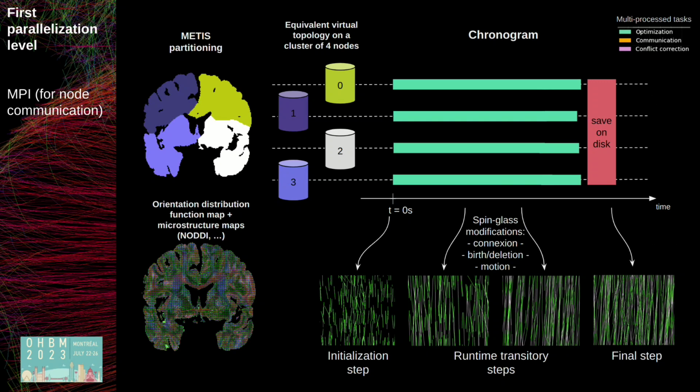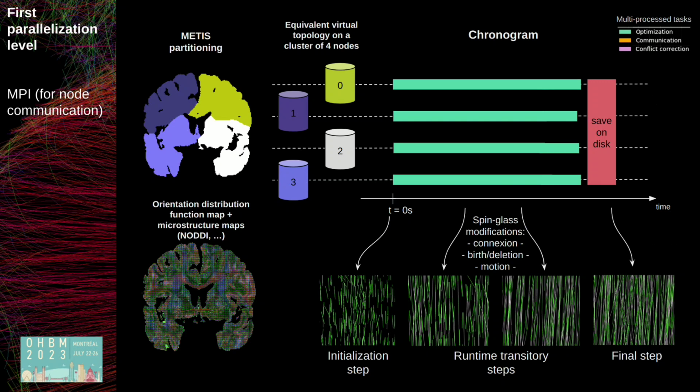Let's see the first parallelization step in more detail. Actually, we don't split the brain into Cartesian partitions, but rather use an optimized partitioning thanks to the METIS framework. This optimization step aims to balance the workload between nodes and minimize the borders between regions. For example, if the brain is divided into four parts and deployed on a supercomputer with four nodes, each node is assigned to a specific region and performs spin glass modifications within that region to converge at the end.